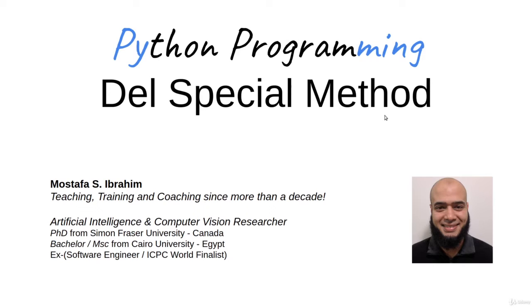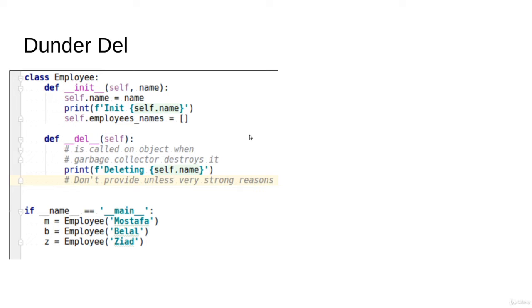Another special method that you shouldn't use is the delete method. Let's say that we created an object here, and in the init method I'm writing that we are initializing this object here. You can provide the delete special method. The delete special method is called when the object is destroyed using the garbage collector.